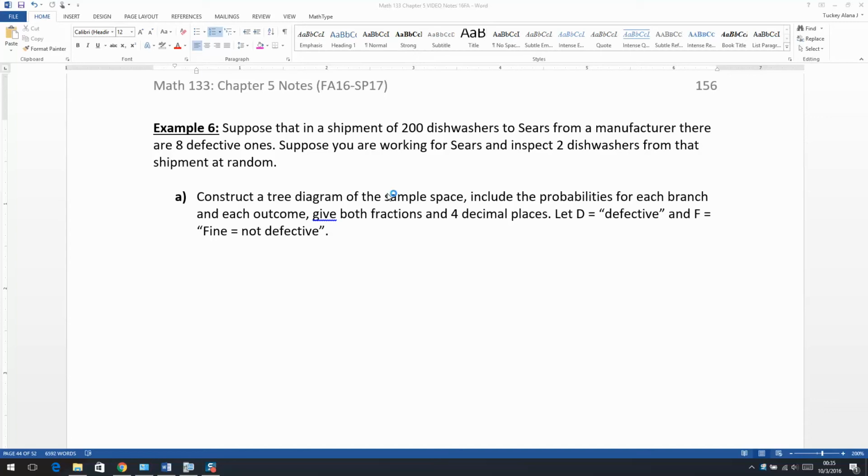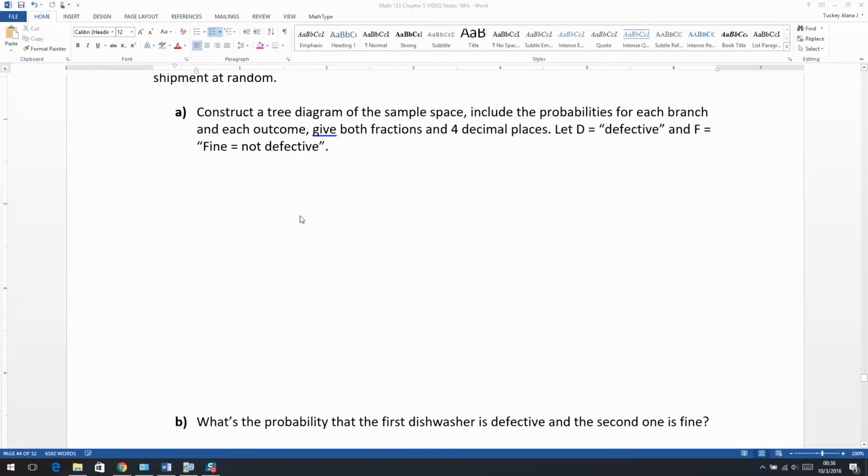of the sample space. And we're going to include probabilities for each of the branches and each outcome. And we're going to give both fractions and decimal places. We're going to let D be defective and F be fine, so not defective. So that'll work. Okay, so realize when we draw our first dishwasher, because we're going to draw 2 of these, when you draw your first one, you have 2 options, right? It could be a defective dishwasher or a fine dishwasher. So that means you're going to have a branch with a D and an F.